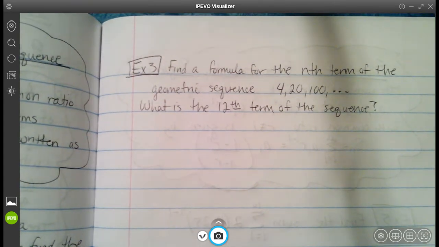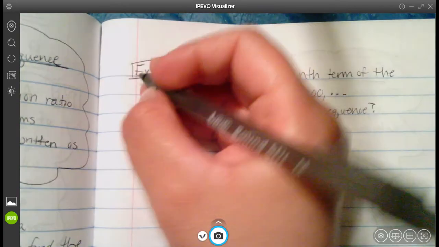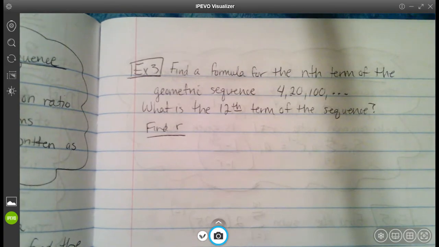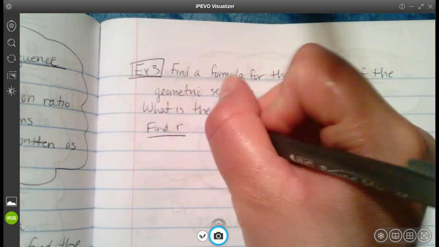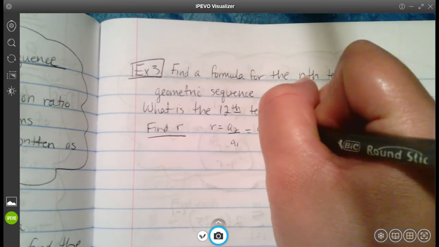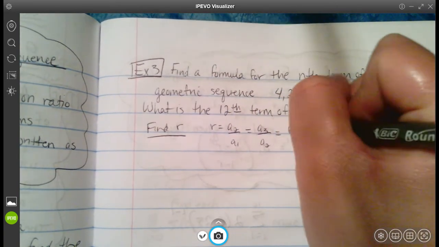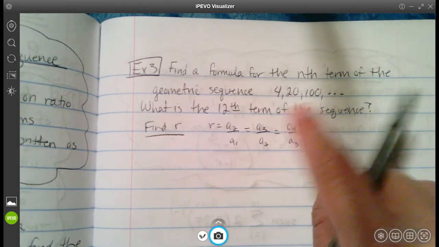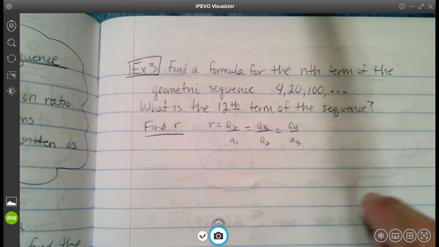We don't have the common ratio, so we have to find the common ratio. So we need to find R first. How do we do that? Well, we remember that R is equal to a sub 2 over a sub 1, which is the same as a sub 3 over a sub 2, a sub 4 over a sub 3. Basically, these things divided by each other, but consecutively in order.